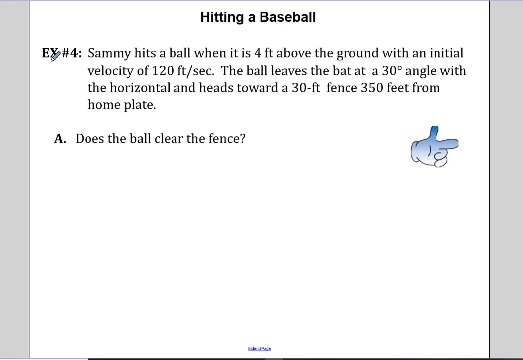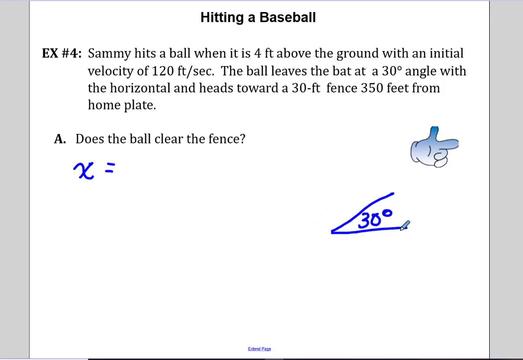In this next example, Sammy hits a ball when it's 4 feet above the ground with an initial velocity. The ball leaves the bat at a 30-degree angle with the horizontal and heads toward a 30-foot fence that's 350 feet away from home plate. We want to know if the ball clears the fence. So in this case, I'm wanting to write x as a function of time using the fact that we've got velocity, it's 120 feet per second, but it's being hit at a 30-degree angle, right?